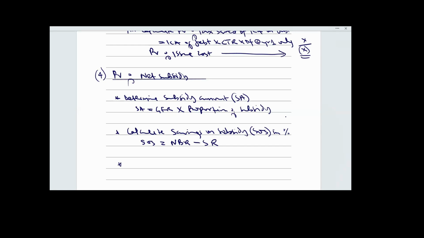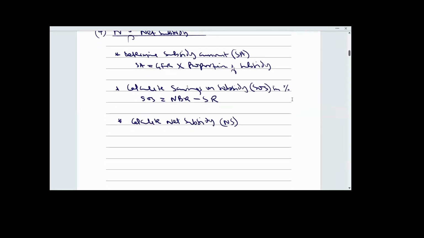Then step 3 will be to calculate net subsidy, NS. The net subsidy will be calculated as subsidy amount multiplied by savings on subsidy multiplied by 1 minus tax. Okay, so this will give you the net subsidy.